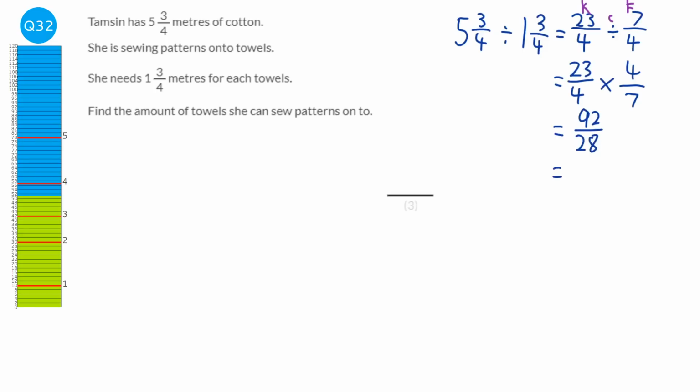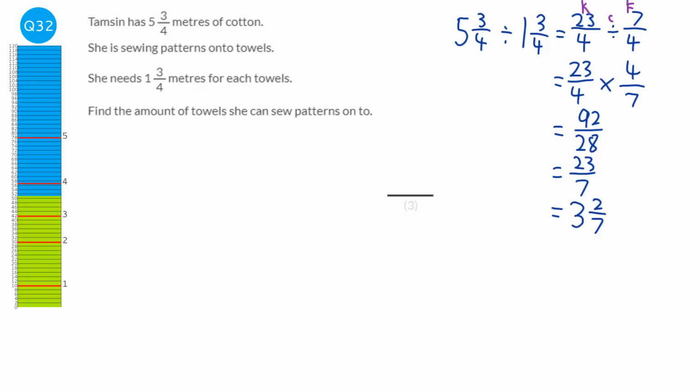And now we need to convert this back into a mixed number. So first of all, actually we can simplify this, because we can divide top and bottom by 4, so that would be 23 over 7. And then make this a mixed number. So 7's into 23 go 3 whole ones, and then obviously 2 remainders, so it's 2 over 7.